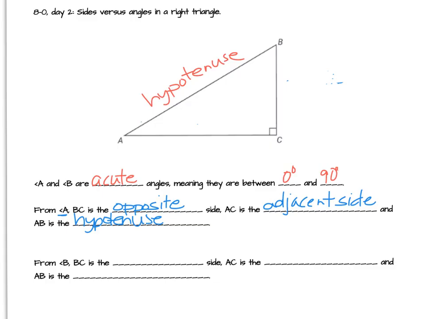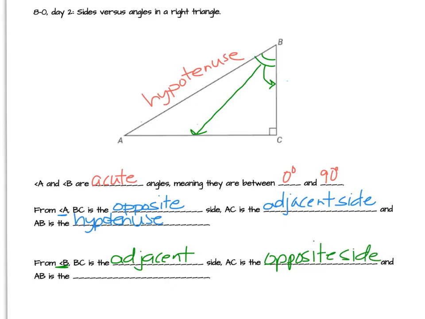But now if I take a look at angle B as my start angle, so from angle B, now I'm going to put my arc, I'll just put a double arc up here. Now BC, that's the side that it's closest to. So I'm going to just do a little arrow there. BC is the adjacent side from angle B because it actually touches it. AC is all the way down at the bottom. That's the opposite side. And AB actually doesn't change. AB stays the hypotenuse.